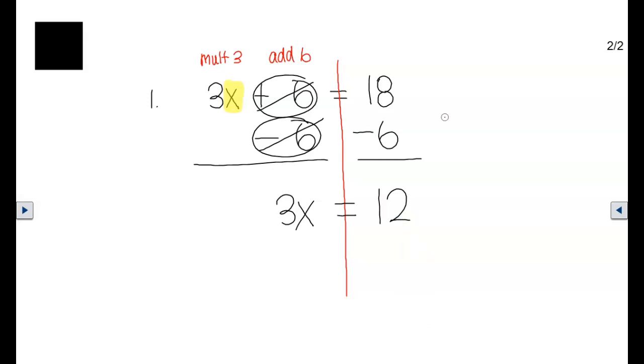It's not solved yet because x isn't alone, but I'm closer now. I'm closer to having x alone. My plus 6 and my minus 6 canceled each other out. So now I have 3x on this side, 12 on this side.